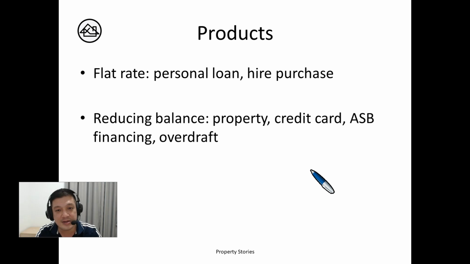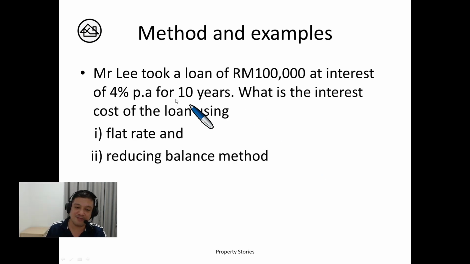Okay? Next one, methods and examples. Let's look at this first example. Mr. Lee took a loan of 100,000 at interest of 4% per annum for 10 years. What is the interest cost of the loan using number one, flat rate, number two, reducing balance method? Okay, I'm just going to show you the difference. Everything is the same. What is the interest about?